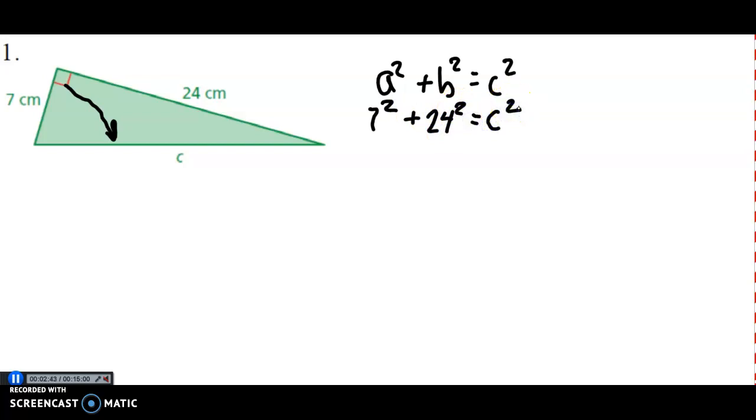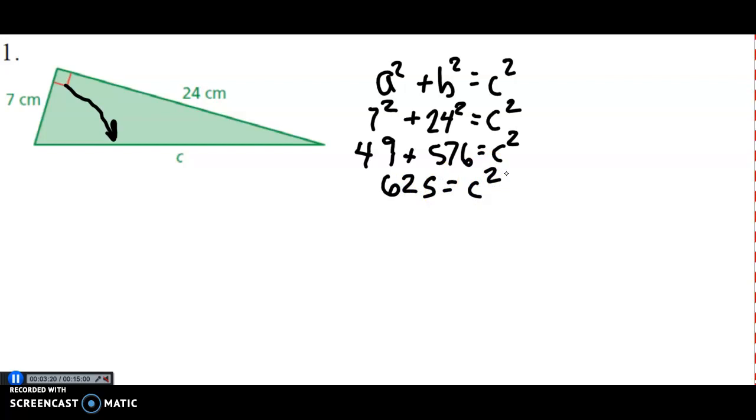Now it doesn't matter what order you put the legs in, so if I put 24 as A and 7 as B, I would get the same answer either way, based off the commutative property. And you're going to go ahead and solve it. So 7 squared is 49. 24 squared is 576. And C squared we don't know. We can combine our like terms. So 49 and 576 is 625. And that equals c squared.